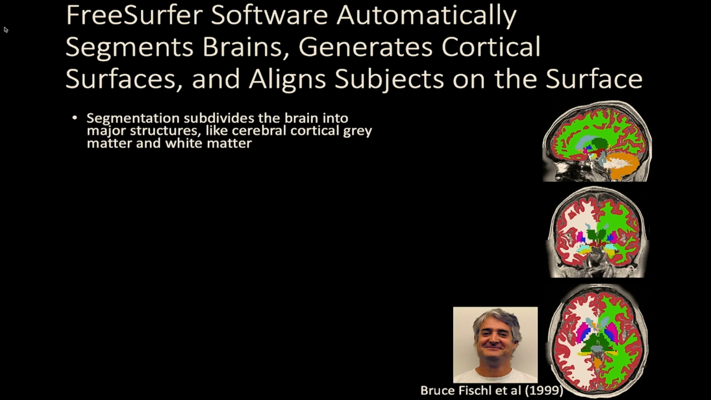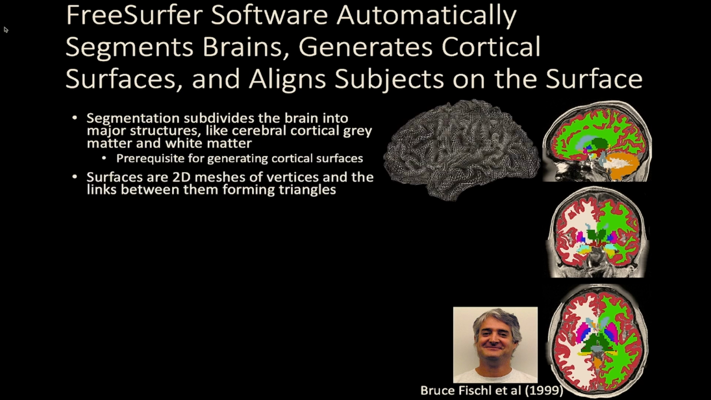Basically, we take a T1-weighted image, and we get the white matter and the gray matter and other subcortical structures subdivided, and we can then use that to make a cortical surface. And here's an example cortical surface. It's made up of these triangles. Where the triangles come together, we call those vertices, and that's where we tend to store the data in a surface-based analysis, and then there are these links between the vertices that form the triangles.